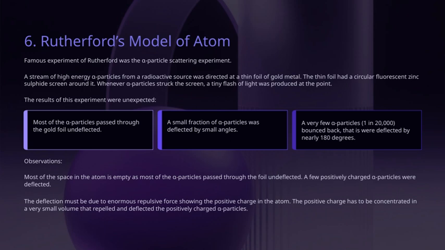When alpha particles struck the screen, tiny flashes of light appeared at the impact points, allowing us to see the scattering. This experiment became famous as Rutherford's alpha particle scattering experiment. It fundamentally changed our understanding of the atom and led to the development of the nuclear model, where the atom has a tiny, dense, positively charged nucleus at its center.